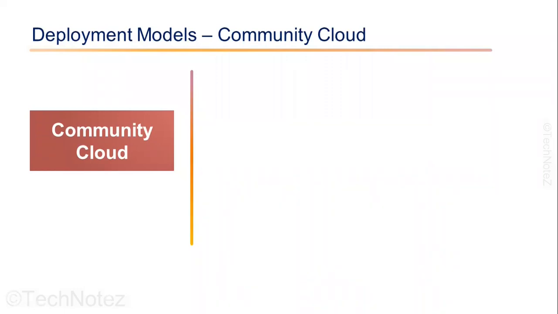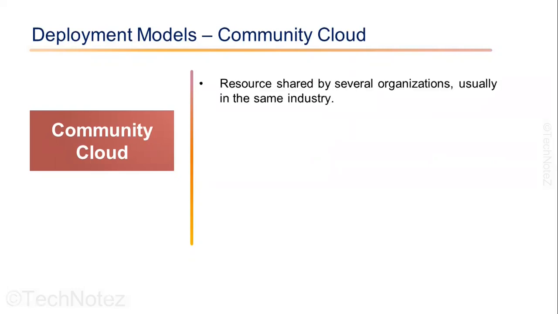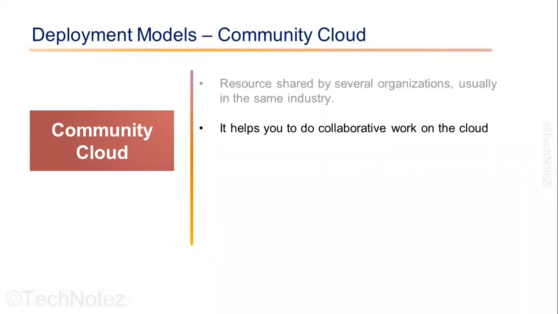Community clouds are cloud infrastructure that enables multiple organizations to work together. It provides a shared platform and resources for organizations to work on their business requirements. Community cloud helps you to do collaborative work on the cloud. These requirements are usually driven by the need for shared data, shared services, or shared industry regulations. Members of a community cloud are organizations that have common business requirements.